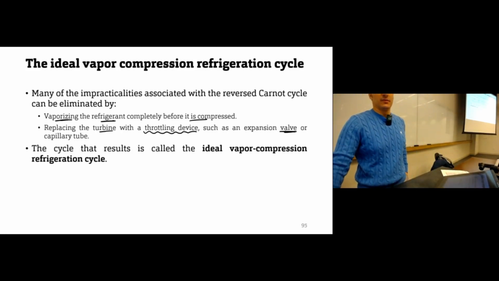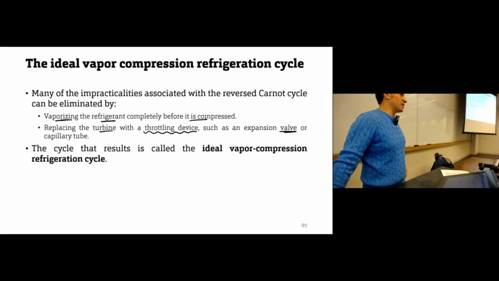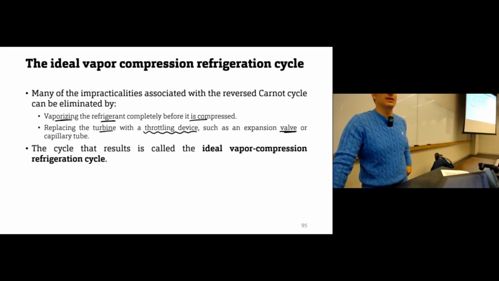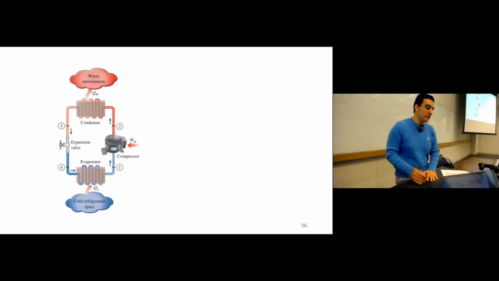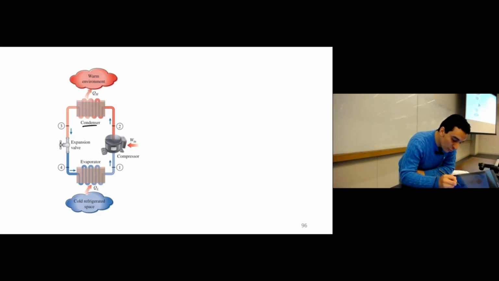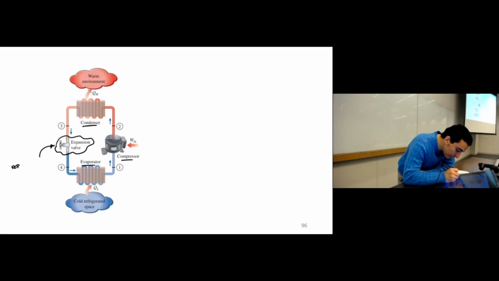If we did this, we would obtain a cycle called the ideal vapor compression refrigeration cycle. This is an ideal practical cycle. Carnot is the ideal theoretical cycle, but this one is the ideal practical cycle. And this is how it looks. Again, we have almost everything: the condenser, the compressor, the evaporator or boiler, but instead of the turbine, I have an expansion valve replacing the turbine.